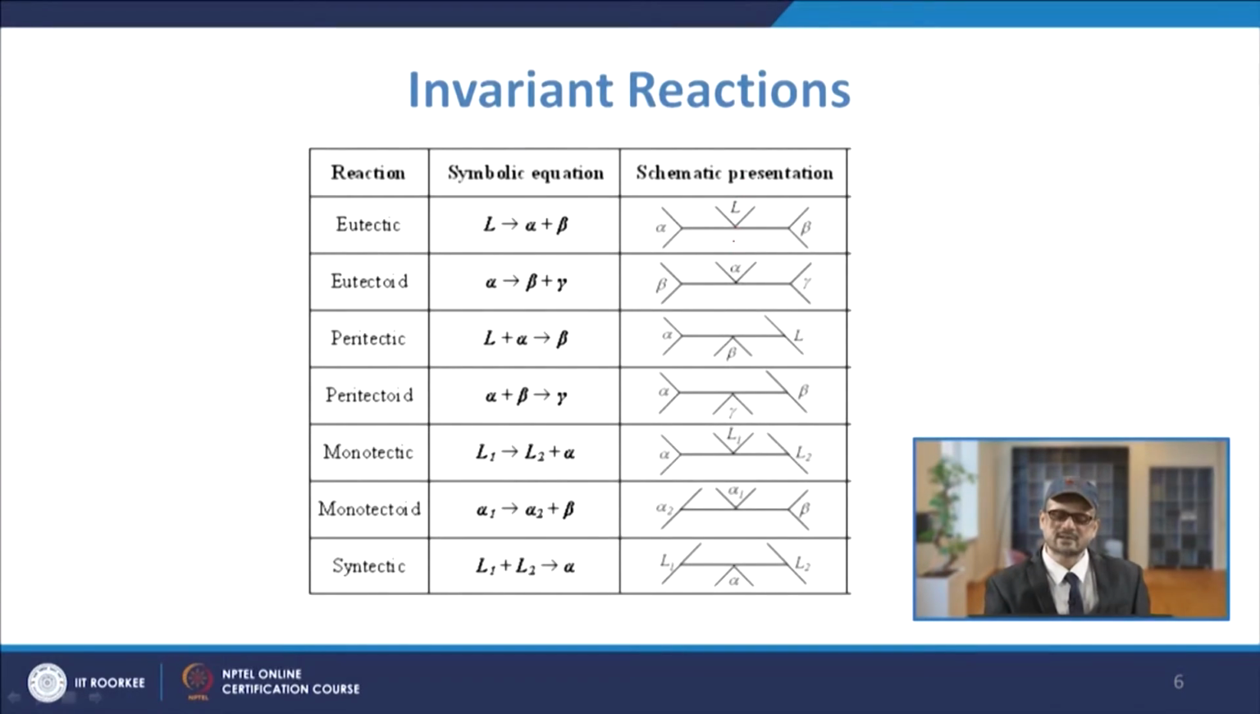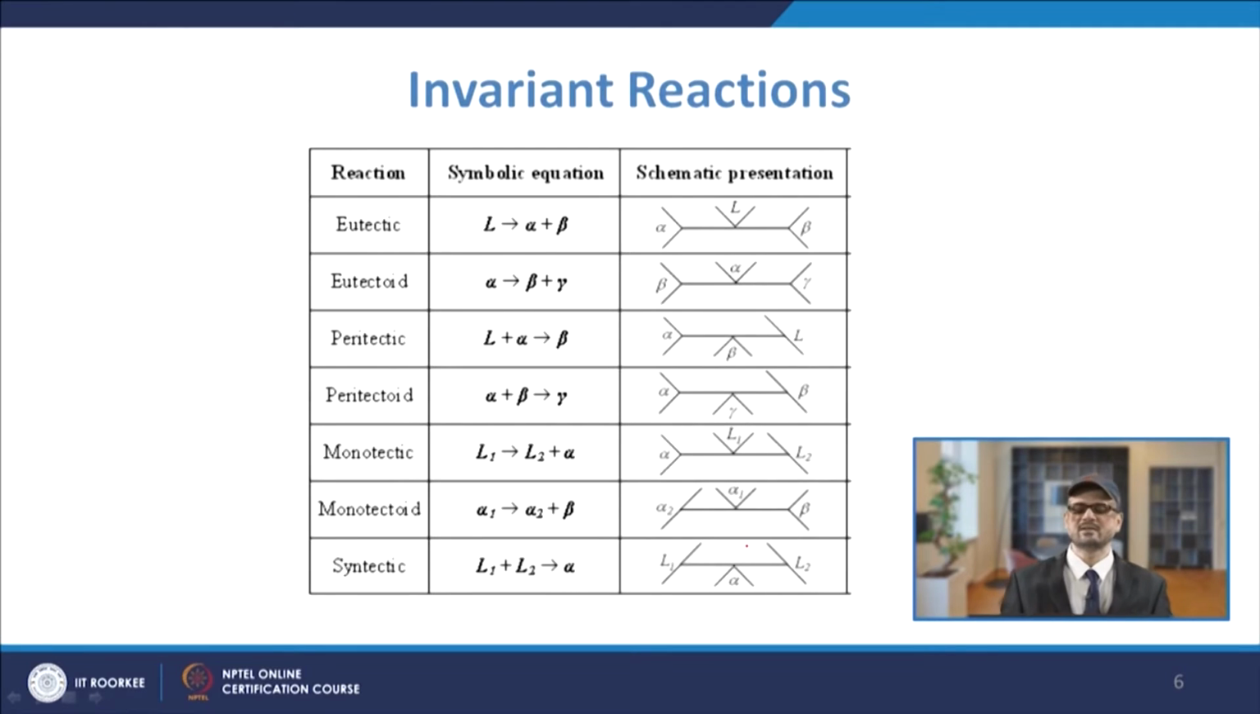In this case, at this point these reactions take place, and you are getting liquid to alpha plus beta, alpha to beta plus gamma. So, alpha plus liquid to beta, similarly alpha plus beta to gamma, liquid to alpha plus another liquid, alpha 1 to alpha 2 plus beta, and similarly liquid 1 plus liquid 2 will, on cooling, make you the alpha.